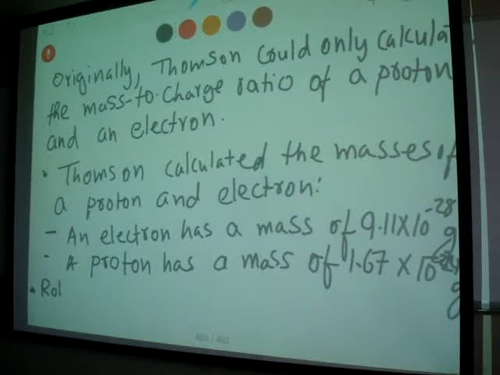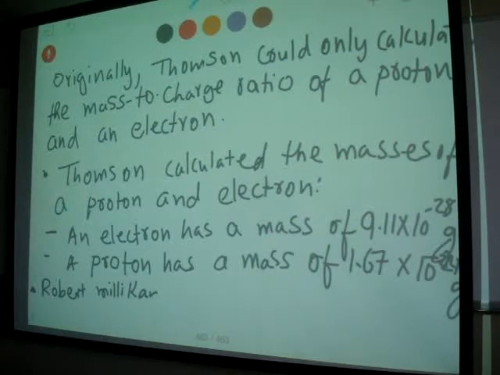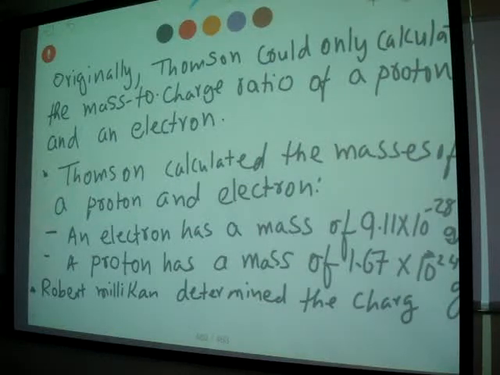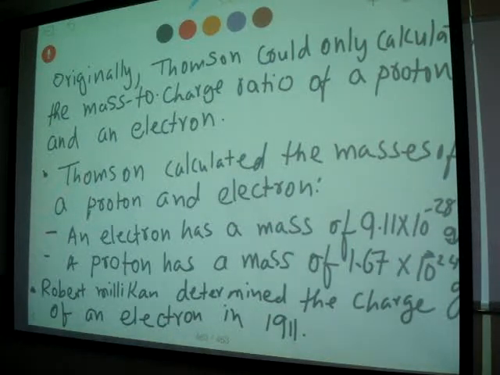And Robert Millikan determined the charge of an electron in 1911. So that was the discovery and Thompson's model, the plum and pudding model.